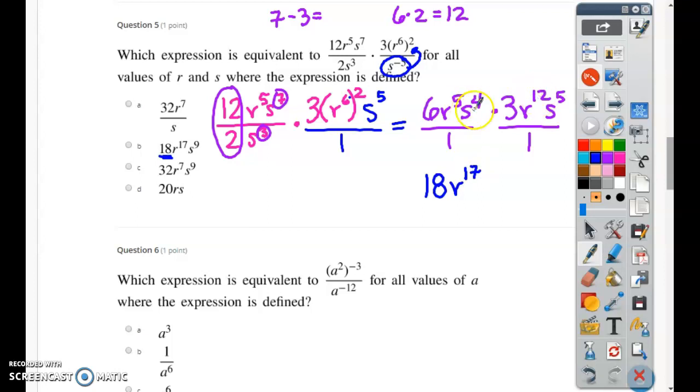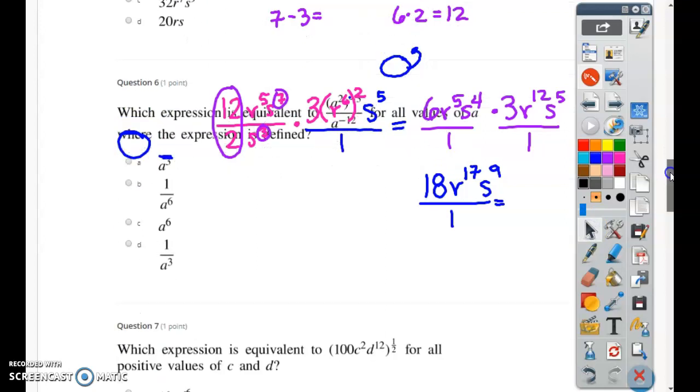And the s's, same thing. You add those two. 4 plus 5 is 9. All over 1, which is the same thing as that. Okay? So it's a lot of steps. I just need you to try your hardest on it tomorrow. Let's move to question 6.